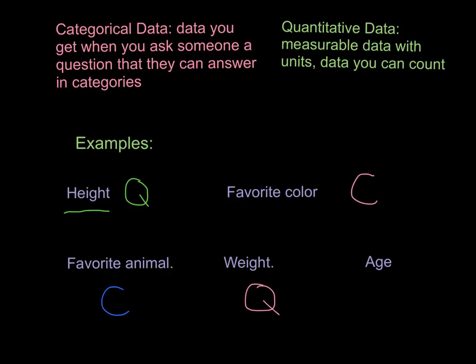For the last one, we're looking at age. Let's think about that one. How would you answer age? You'd answer with a number. It's not really categories, so you can count that. That one would be quantitative. Make sure you have these examples on your guided notes handout.